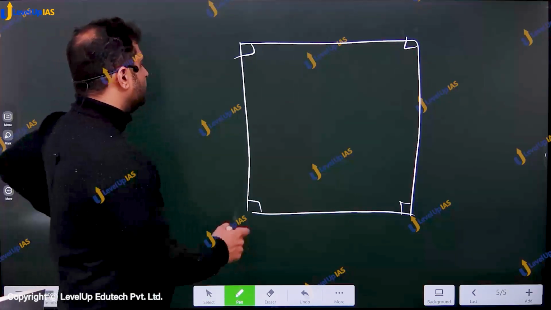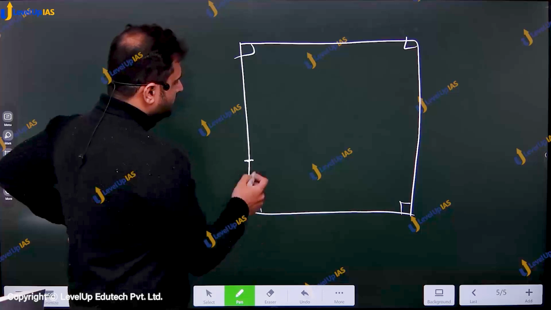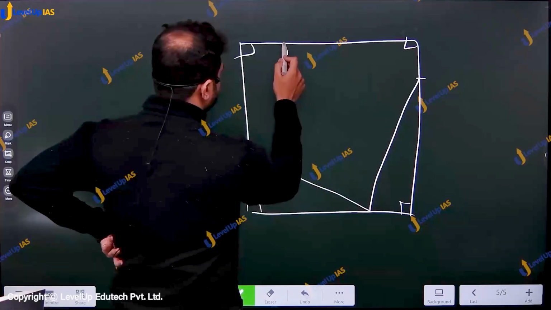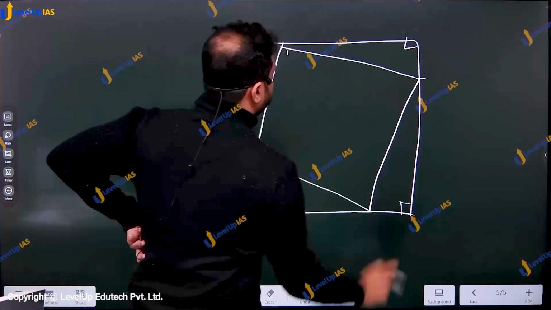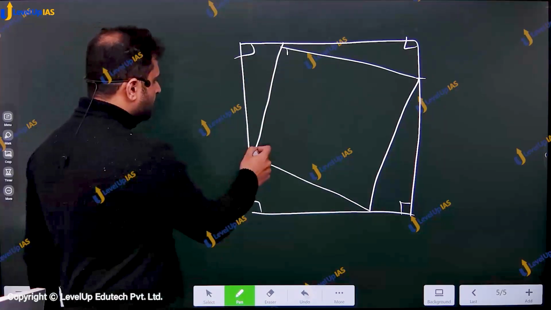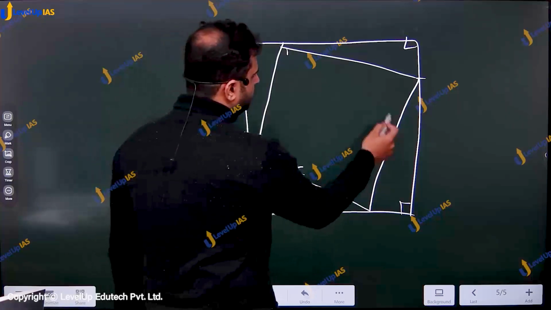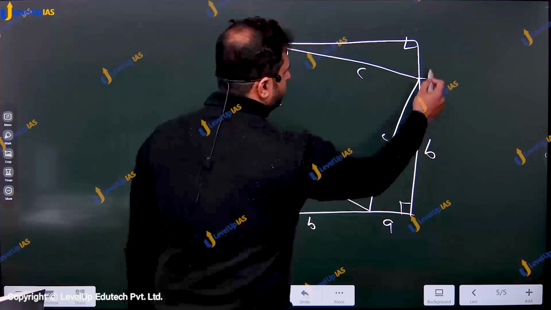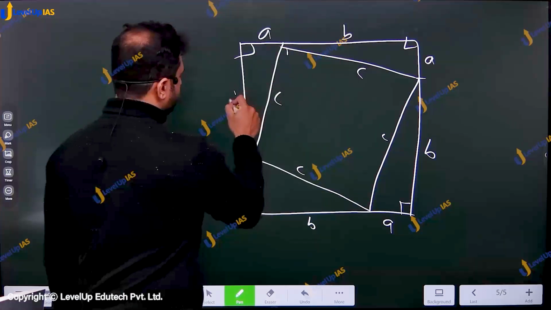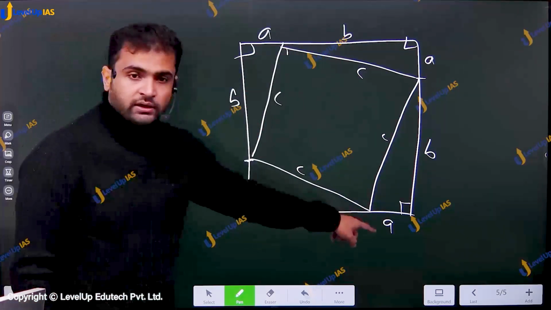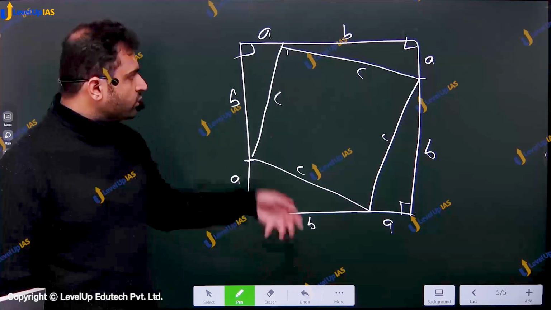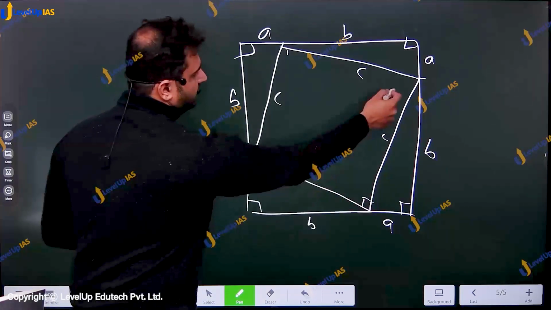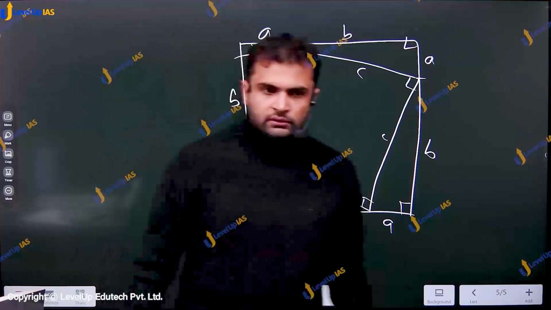Then I form a few right angle triangles. I call this side C, this side B, this is A, then this is B, this is A, this is B, this is A. So this is a square with side A plus B, and this is a square with side C inside, right?